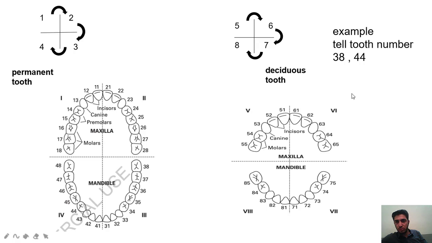And 4 is in the lower compartment, the mandibular right, and the 4 will be the first premolar. So it is given like this.